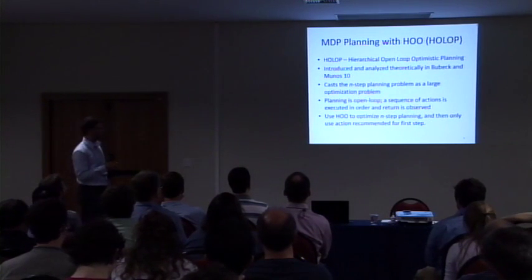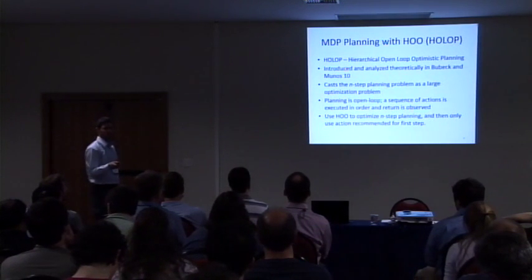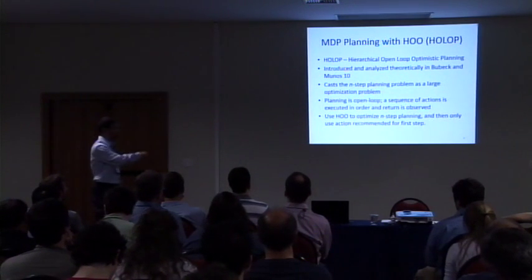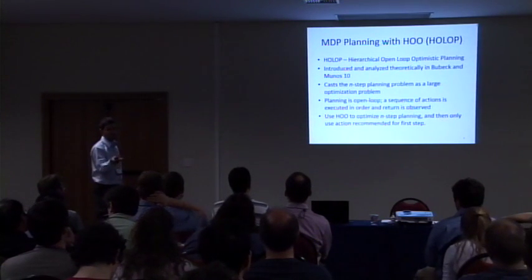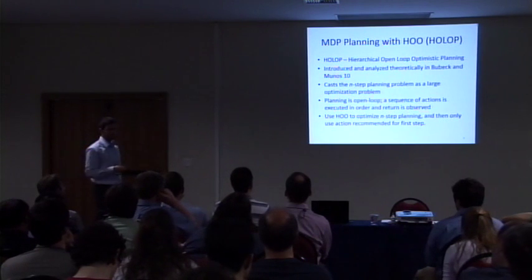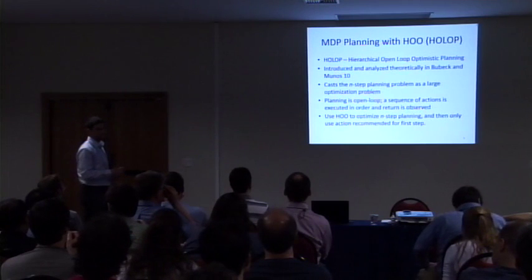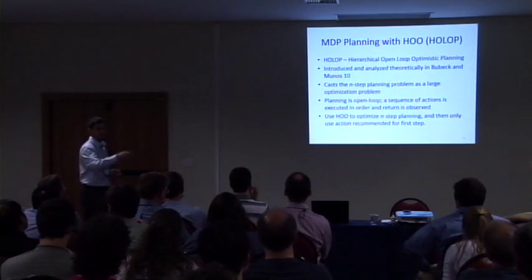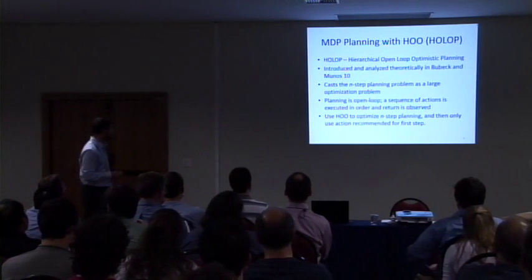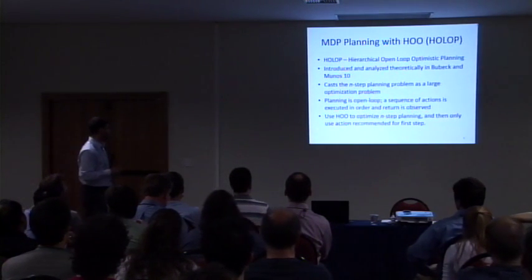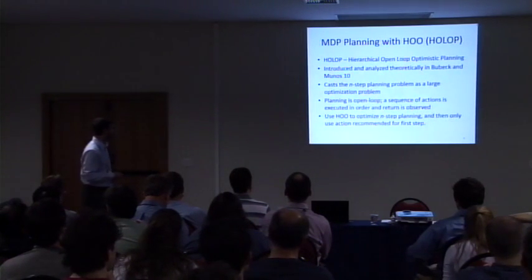It casts the n-step planning problem as a large optimization problem. If the original domain has one action dimension, and we're planning 10 steps, then it's a 10-dimensional optimization problem. If the original planning problem has 2 action dimensions, it's a 20-dimensional optimization problem. The planning is done open loop. What we're trying to do is get an association between a sequence of actions and the discounted return I showed you previously. We use HOOT to optimize n-step planning, and then we use the first recommended action, and then we start planning over.